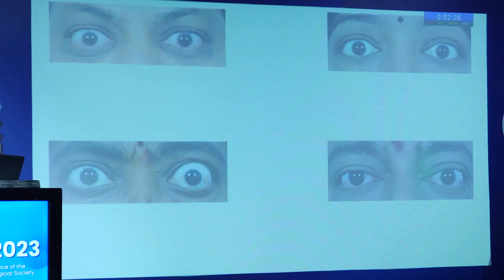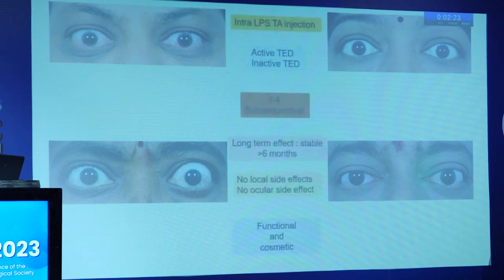So as we see, the questions that we started with can be answered by this simple injection that we use, the intra-LPS triamcinolone injection, which can be used, as far as our study goes, in active and inactive cases. A total of 1 to 4 injections were used. As for long-term effect, the disease was stable for more than 6 months.